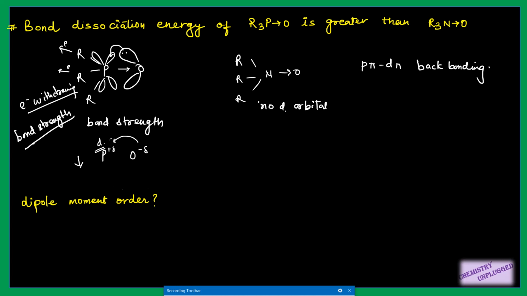And in this case, you can relate it with bond strength. If bond strength increases, bond length will decrease, and if bond length decreases, dipole moment will decrease. And in this case, this nitrogen has positive charge, oxygen has negative charge, and there is no back bonding, so it will have higher dipole moment.